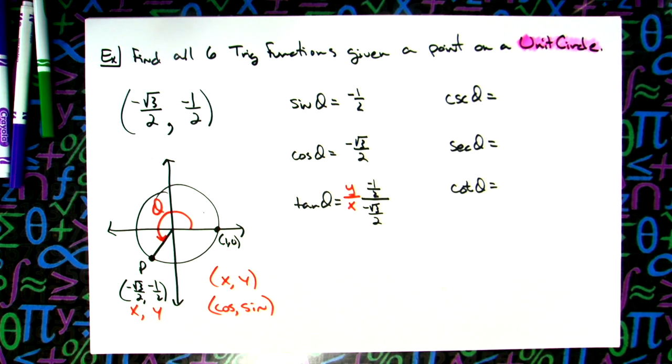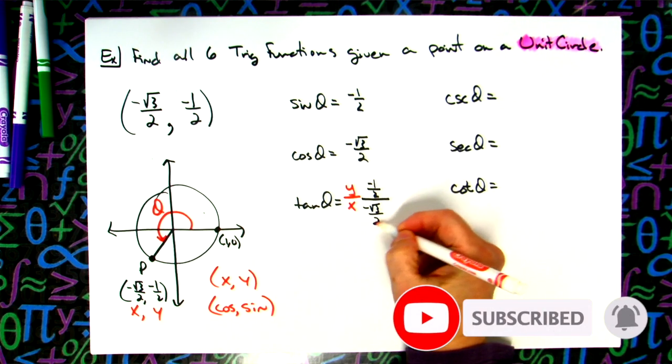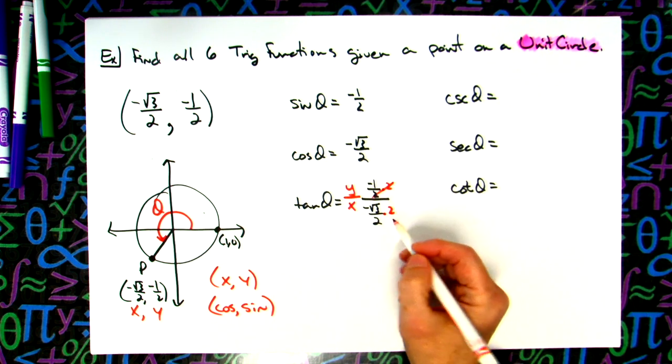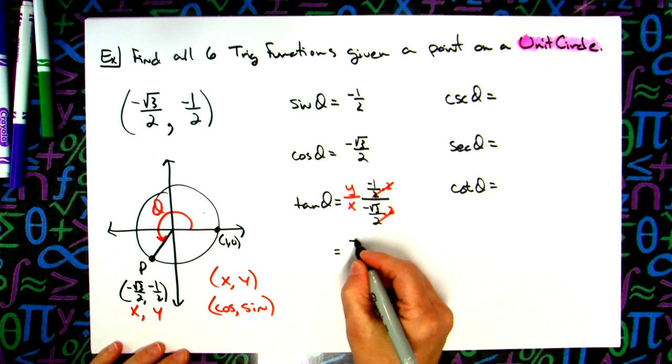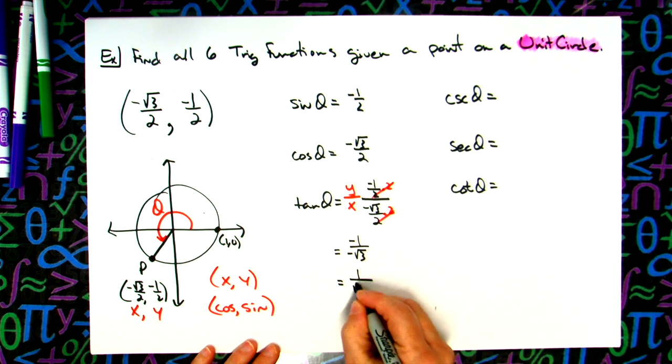Is that a complex rational expression? Yes. Did we learn how to simplify those in first semester? Yes. Multiply through by the least common denominator. Remember that? The least common denominator is 2 because I have a 2 denominator here and a 2 denominator here. So multiply by 2, multiply by 2. That means the 2's cross off. So then I have -1 over -√3, but a negative divided by a negative is a positive, so 1 over √3.